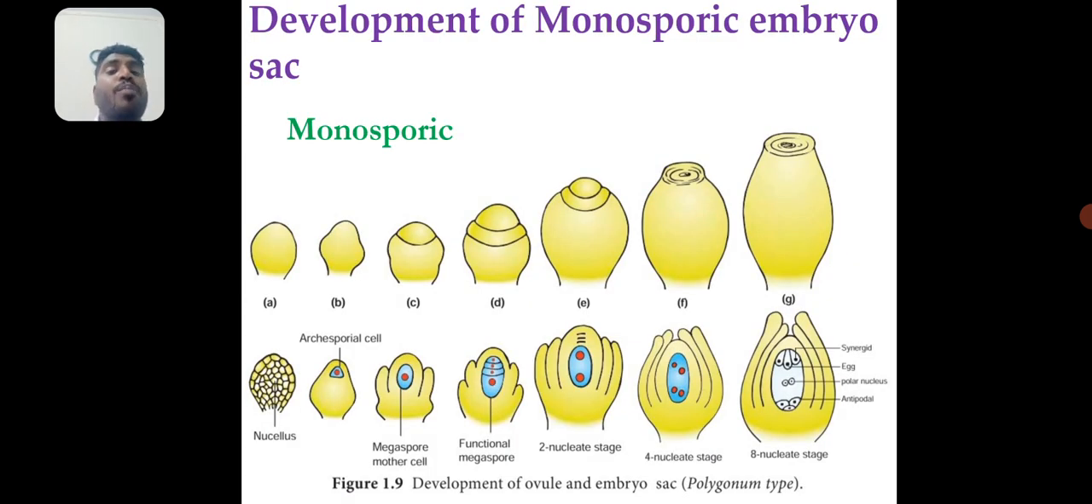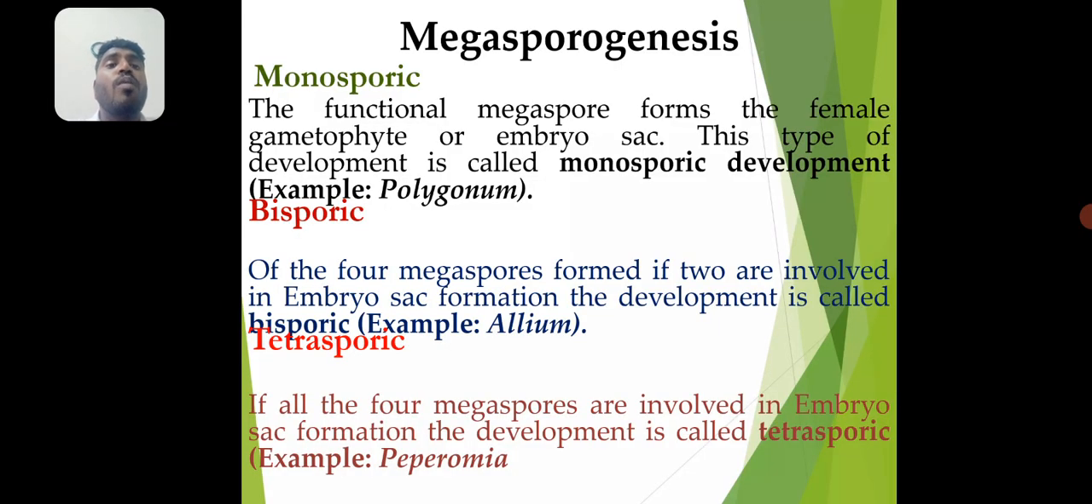Development of the monosporic embryo sac. When only one megaspore is functional, it is called a monosporic embryo sac. Megasporogenesis is of three types: monosporic, bisporic, and tetrasporic. In monosporic, the functional megaspore forms the female gametophyte or embryo sac. This type of development is called monosporic development. Example: Polygonum type.